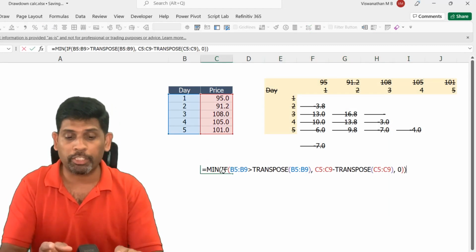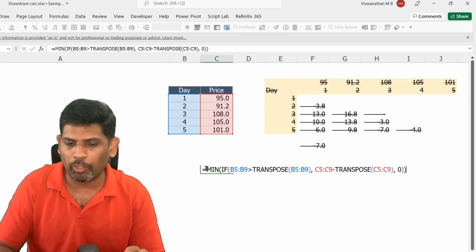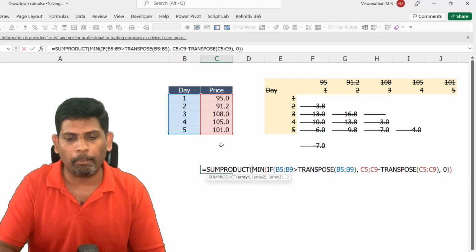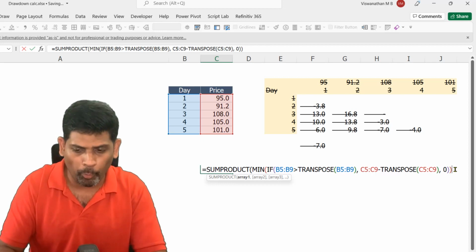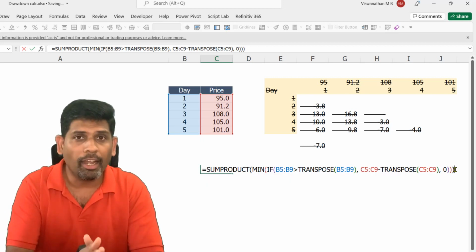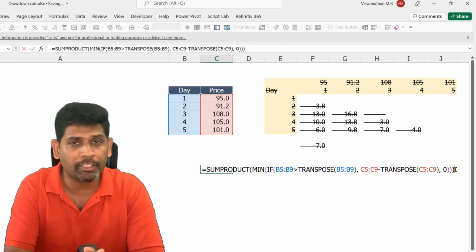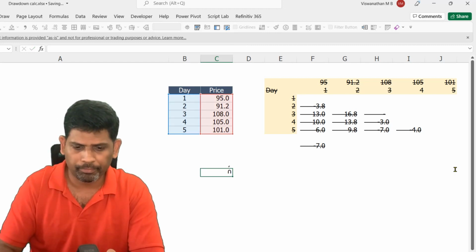If you're using the older version and not Office 365, then this will not automatically produce a result. You have to enclose it within the SUMPRODUCT function, because if you were to handle arrays, matrices and vectors, you had to use SUMPRODUCT in the older version. But if you're using Office 365, we are fine.